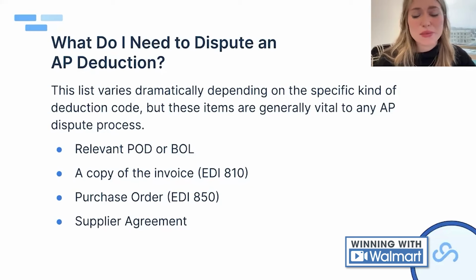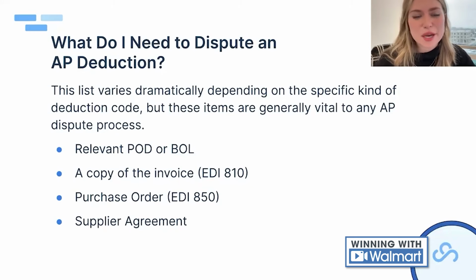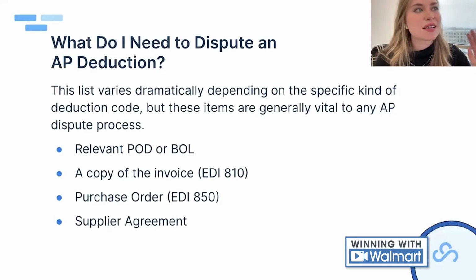This list is going to be varied depending on the specific type of deduction code. I know we did just a high level overview of a couple of examples, but that deduction guide that Ali sent earlier is actually going to list each of the different types of documents that you need for each of the different codes, how to prevent it, how to dispute it, all of that information. So if you have any outstanding questions around that, that's a very great place to start.